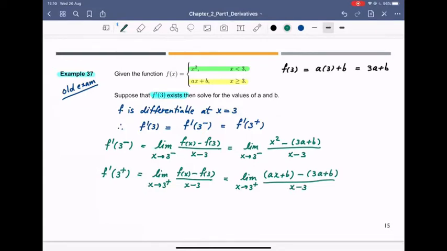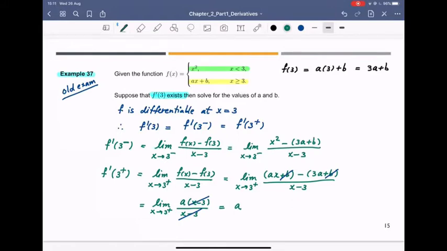So the right hand derivative looks easier because you can cancel your b, right? And then you can also factor. So you can pull out your a here, and then you have x minus 3, right? And then your x minus 3 is going to cancel. And then once you compute the limit of the constant a, where x goes to 3 from the right, you still get a, right? So that means I know that for the right hand derivative, I get a.